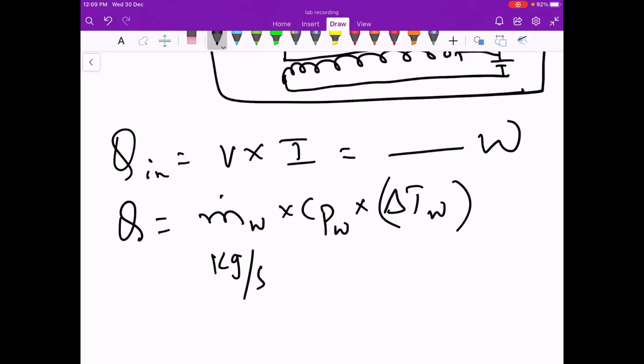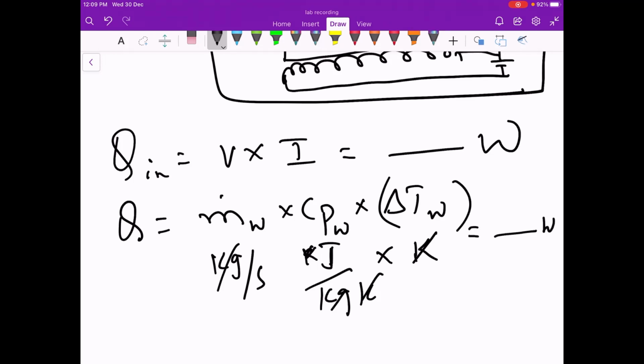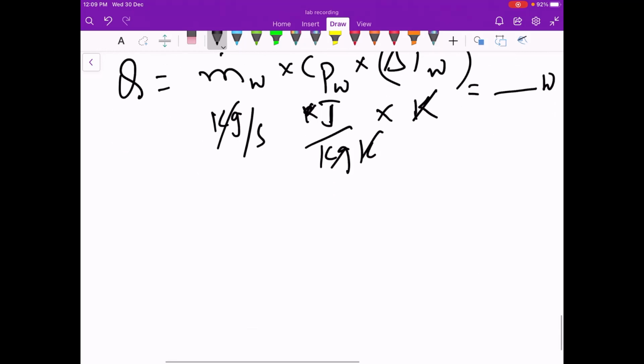Specific heat at constant pressure of the water, which is 4.187 into 10 to the power of 3 joules per kg Kelvin. And delta T of water is nothing but T outlet minus T inlet, which will be in terms of Kelvin. So Kelvin gets cancelled out, kg gets cancelled out. Joules per second is nothing but watt. So this is the Q you should be considering. Are you able to understand, guys?